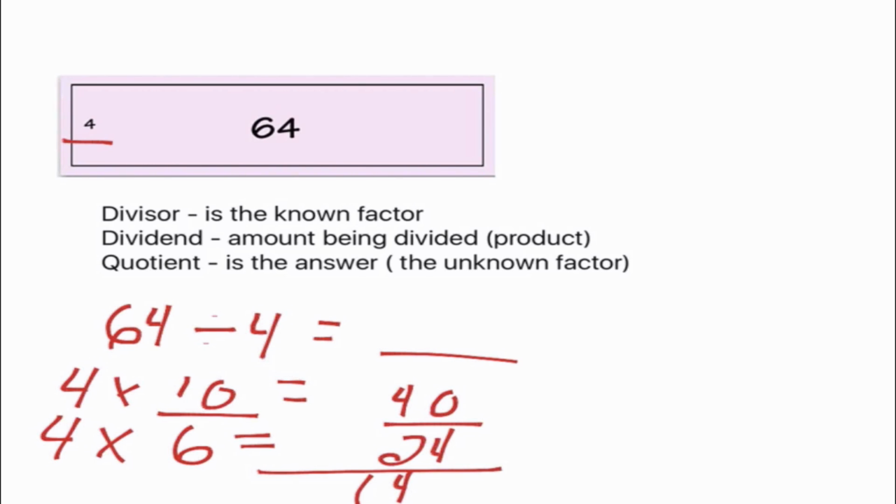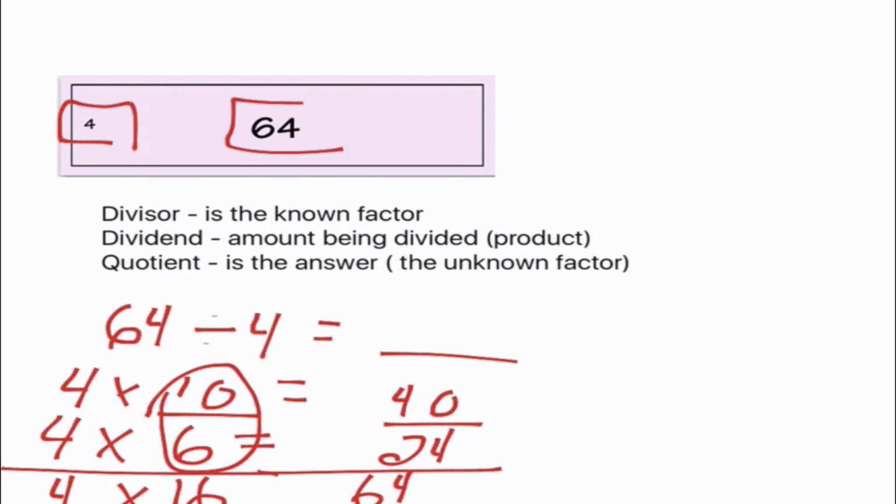Now I'm going to put it back together. I did get 64. This is the one I'm looking for. I did it 10 times and then another 6, which gave me a total of 16. And again, the original factor was already known. So now we know the divisor is 4. The dividend is 64. And the unknown factor, or the answer, is 16.